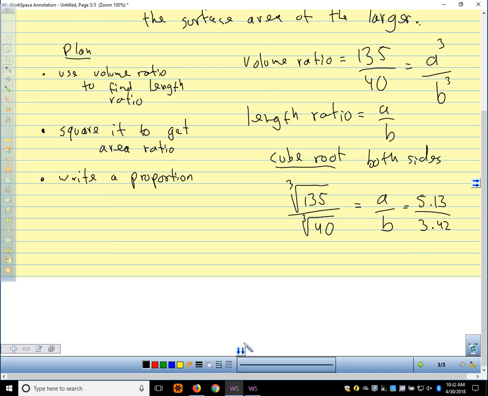Now we have the length ratio. So our area ratio, we square the length ratio. So 5.13 squared over 3.42 squared. When I do that, I get 26.32 over 11.7.